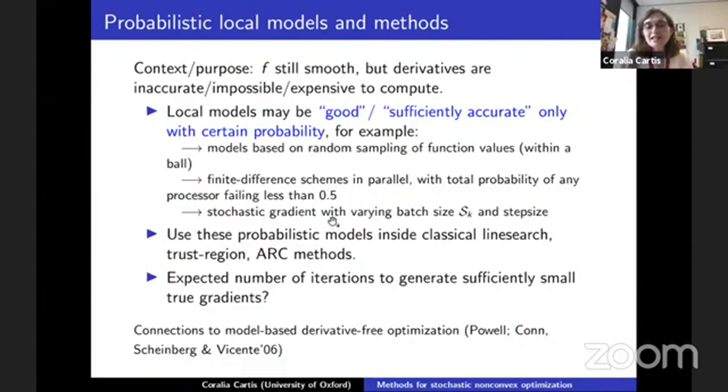It also applies to stochastic gradient with varying batch size and step size. We will see that the batch size will be inversely proportional to the size of the trust region, for example, so it adapts to the local landscape. We have a generic framework that can incorporate classical line search, trust region, and cubic regularization. I want to answer a complexity question: what is the expected number of iterations for such frameworks to generate a truly sufficiently small gradient? I never see or can calculate these gradients, but can they actually do it?